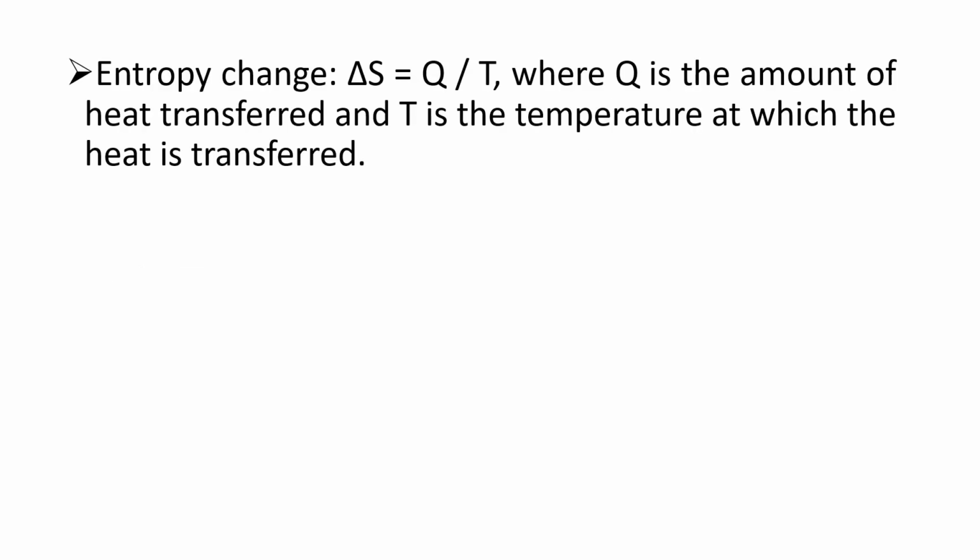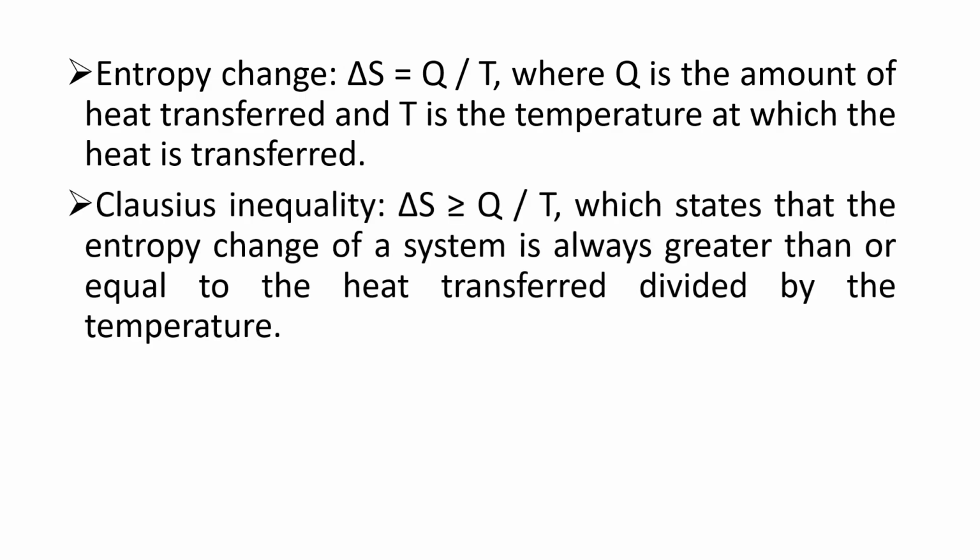Now, entropy change, delta S, is equal to Q by T, where Q is the amount of heat transferred and T is the temperature at which the heat is transferred. Therefore, entropy change is the ratio between quantity of heat and temperature. On the basis of this definition, the Clausius inequality was defined, which is delta S greater than or equal to Q by T. It states that the entropy change of a system is always greater than or equal to the heat transferred divided by the temperature.